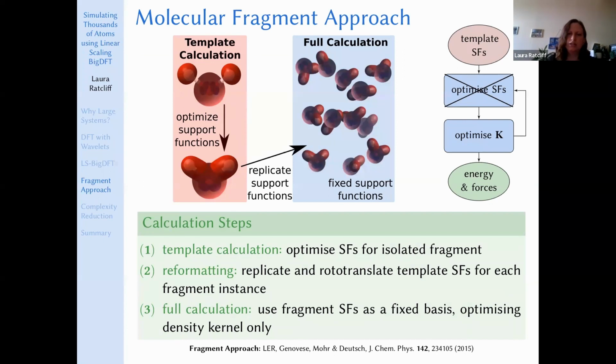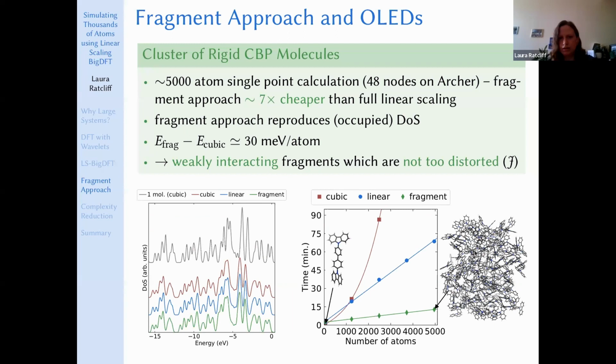So once we have this, we can define what we call a molecular fragment approach. So continuing with the water droplet example, we can take a single water molecule, optimize the support functions, which is low cost because it's such a small system. And then we simply replicate them using this rototranslation procedure for our full system of interest. And then we can perform this large calculation with a fixed support function. So that means we can completely eliminate this loop from our algorithm. So that makes quite a big difference to the cost, but obviously this is only going to work in certain types of systems.